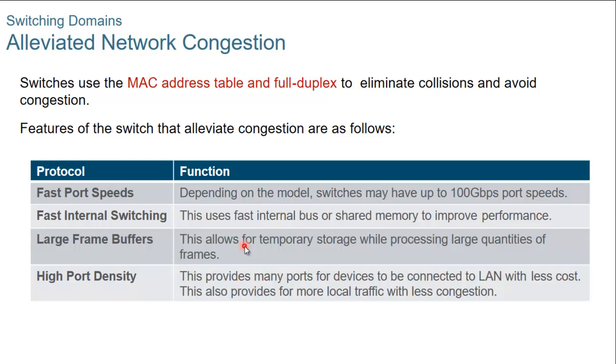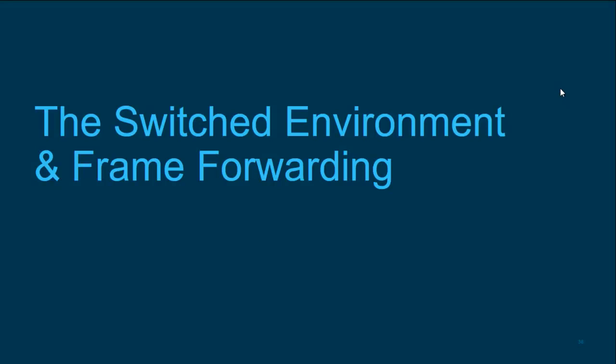High port density. This provides many ports for devices to be connected to the LAN with less cost. This also provides for more local traffic with less congestion. So when you are going to buy a switch, for example, these are some of the things that you have to look into. That is the end of today's lesson.